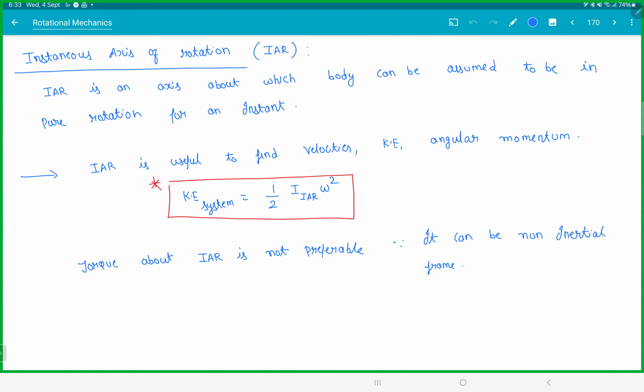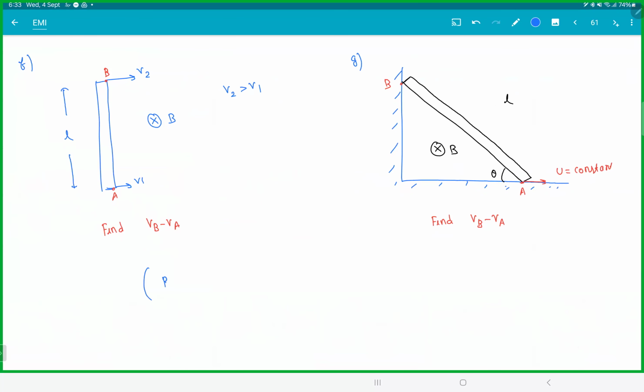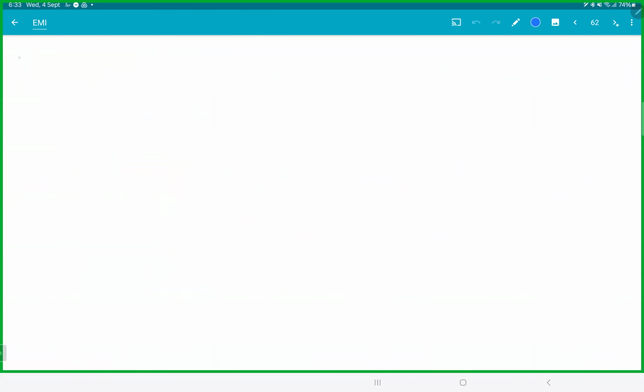IAR. If you go and stand on the IAR, suddenly it starts feeling like a rotating rod. Page 170, rotation mechanics. There are 3 cases on how to find IAR. So if I give you a general solution, let's say we got a rod like this going with V1 at theta 1, and this going with V2 at theta 2. You know how to find IAR, isn't it? For this velocity, drop a perpendicular, and for this velocity, drop a perpendicular.